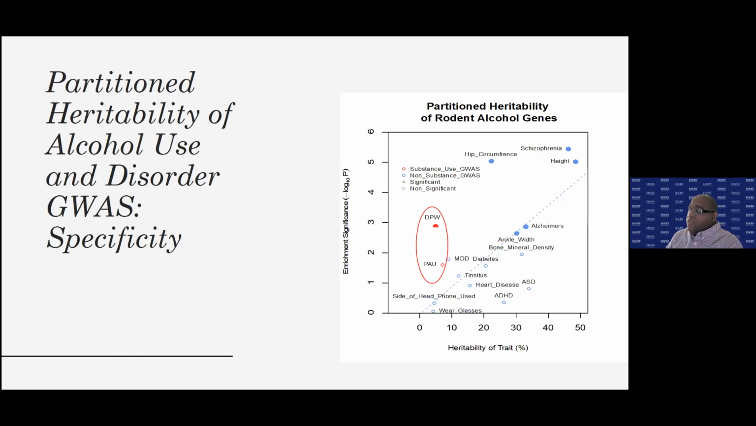And so when we control for trait heritability, what we find is that the rodent alcohol gene set showed greater enrichment compared to similarly heritable human traits that we wouldn't expect to be associated with drinking behaviors. For example, wearing glasses, what side of your head you use your phone on, heart disease, major depression. We consistently find that our enrichment signal is higher in our drinking gene set.